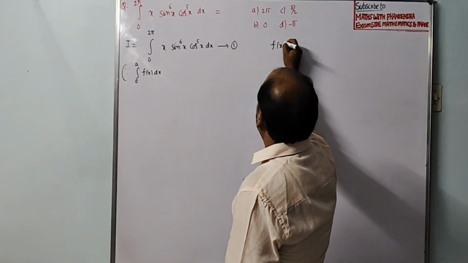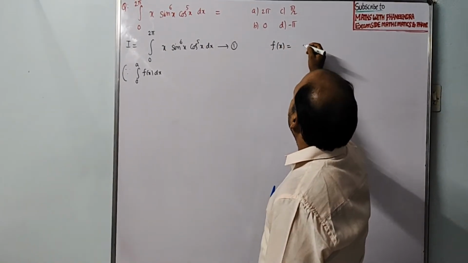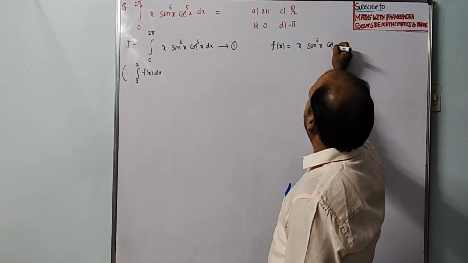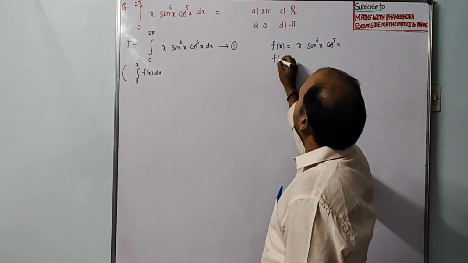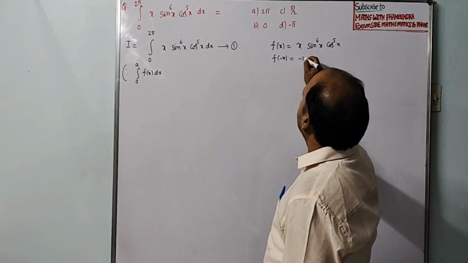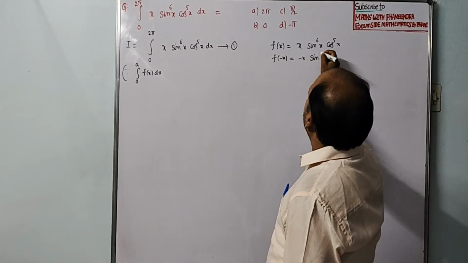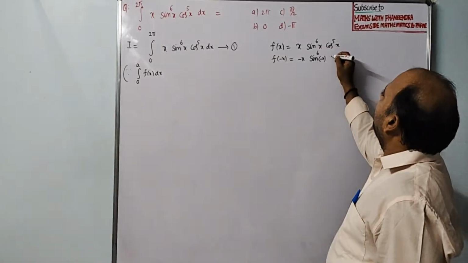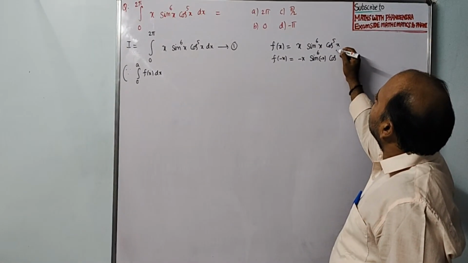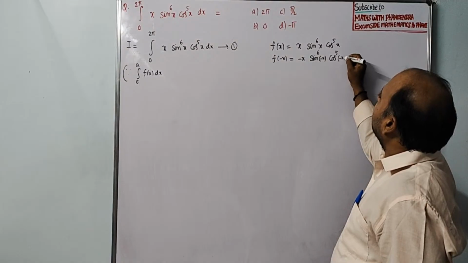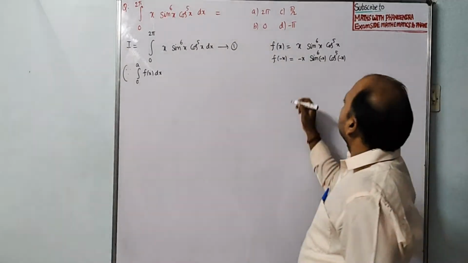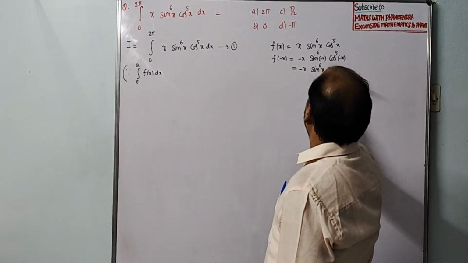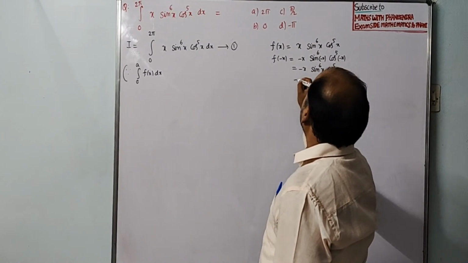Here, f of x is equal to x sine power 6x cos power 5x. First, we need to verify with f of minus x. Minus x into sine power 6 of minus x and cos power 5 of minus x, which is equal to minus x sine power 6x cos power 5x. Clearly it is an odd function.